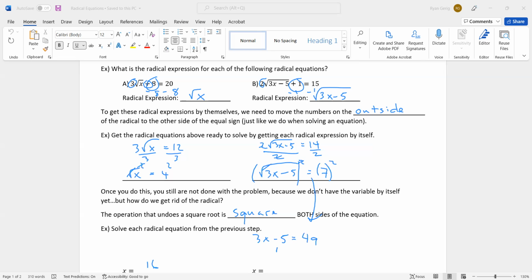Okay. I still got a little work to do. I don't have x by itself yet. I just couldn't move the 3 and the 5 yet until I got rid of the radical. I got to get rid of the radical before I can move the 3 and the 5. So I get 3x. This is now literally back to the beginning of the school year. Divide by 3, I get x equals 18.